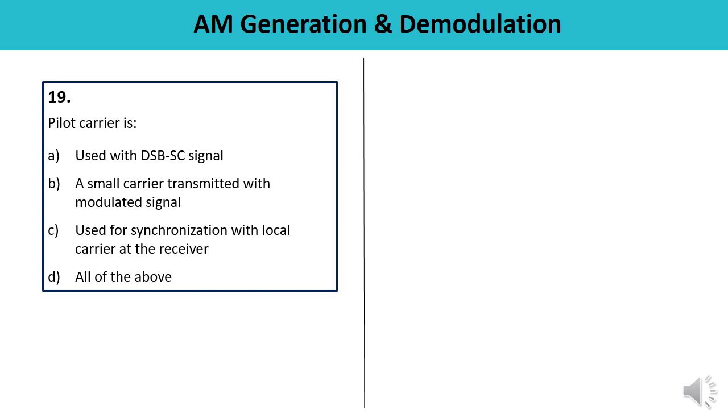As a weak carrier is transmitted with the DSB signal, double sideband signal, it is also known as partially suppressed carrier system, as the carrier is not totally suppressed. So it is a case of over-modulation. It means here the option is pilot carrier is used in DSB-SC signal. Here a small carrier is transmitted, the suppressed carrier, not the total one, and it is used for synchronization, means the answer is D. Correct one.